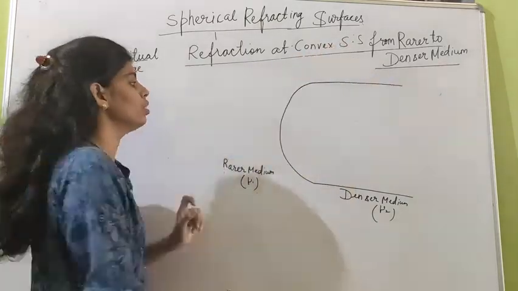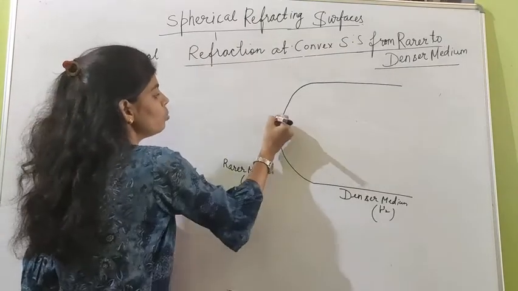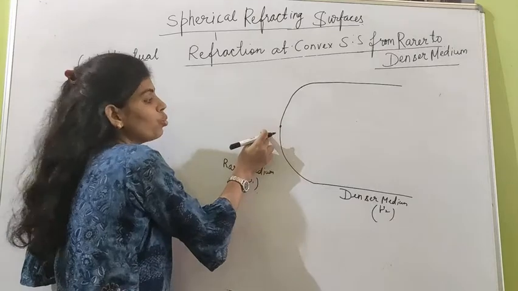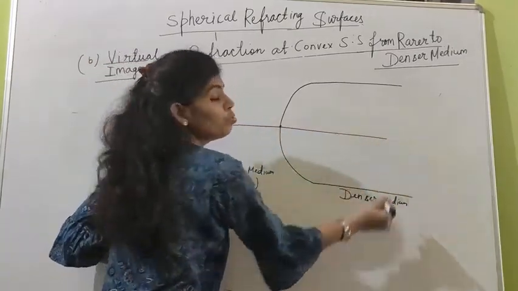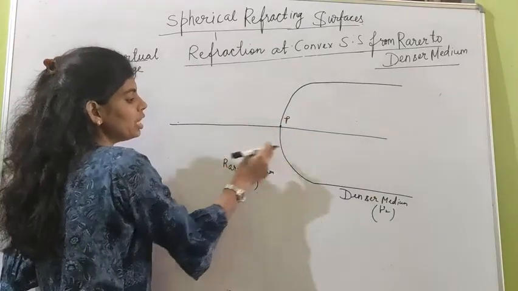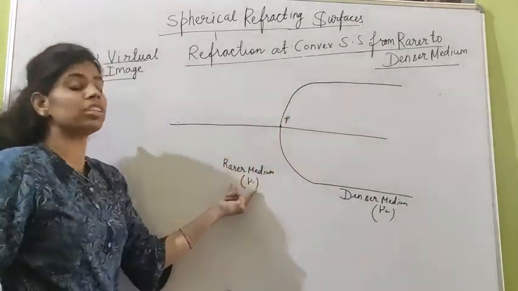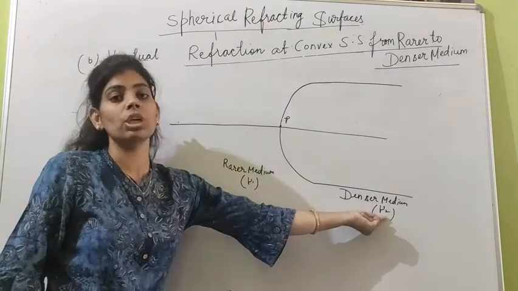spherical surface. This is the midpoint of the spherical surface, and this midpoint is known as the pole. From the pole we will draw a line that is known as the principal axis. So this is the pole, this is the rarer medium, this is the denser medium. Rarer medium with refractive index mu1, denser medium with refractive index mu2.